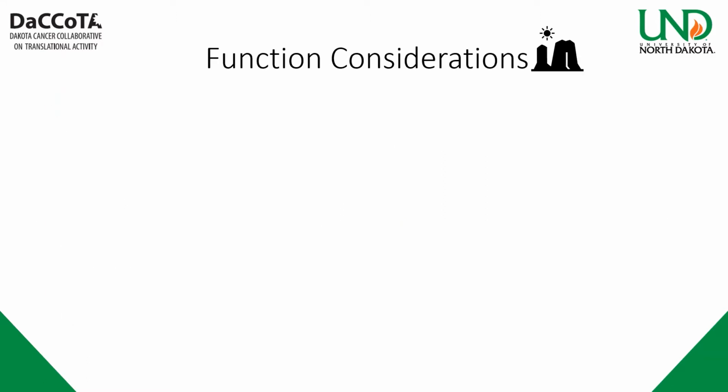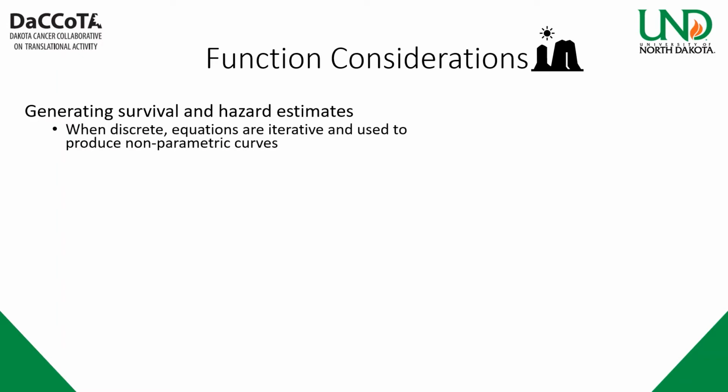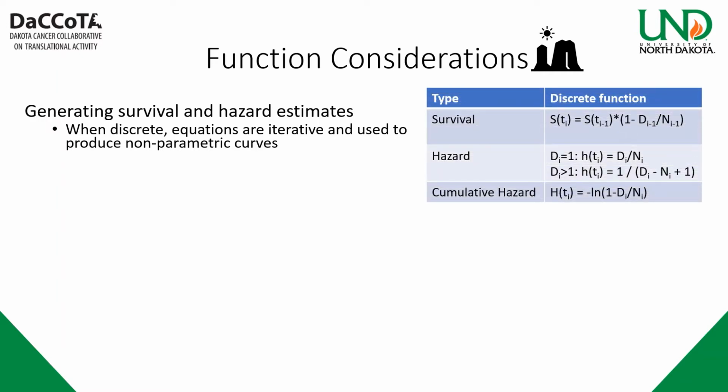Next, let's consider our functions. In generating survival and hazard estimates, when these equations are discrete, they are iterative, so the next value depends on the previous value, and so on for each time frame, and they're used to produce non-parametric curves. We've already seen our friend survival. We see here that it's iterative. At a certain time interval, the survival function depends on the previous time frame's survival function, times 1 minus the deaths over the number at risk.